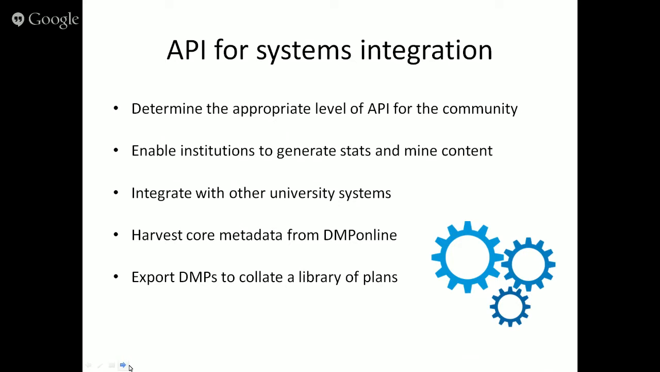There have been a number of use cases put forward for the API. So institutions, for example, want to be able to mine the content of plans, to be able to generate statistics to inform their service provision. They're wanting to integrate DMPonline with other institutional services like research information management systems, perhaps pull metadata from DMPonline to feed into repositories. And another aspect of work, which is one that JISC is looking at in particular, is having some form of registry or library of data management plans so that we're able to export content out of DMPonline into a kind of collection.